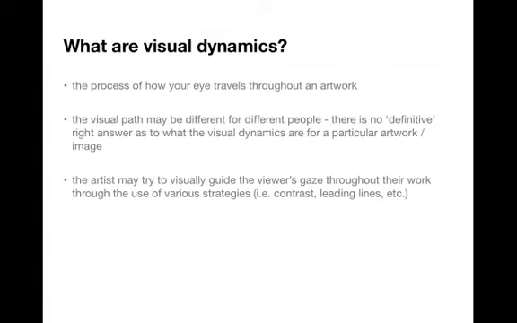So what is visual dynamics? Well, first of all, it's simply the process of how your eye travels throughout an artwork. It's the visual path that your eye follows. This path may be different for different people, right?